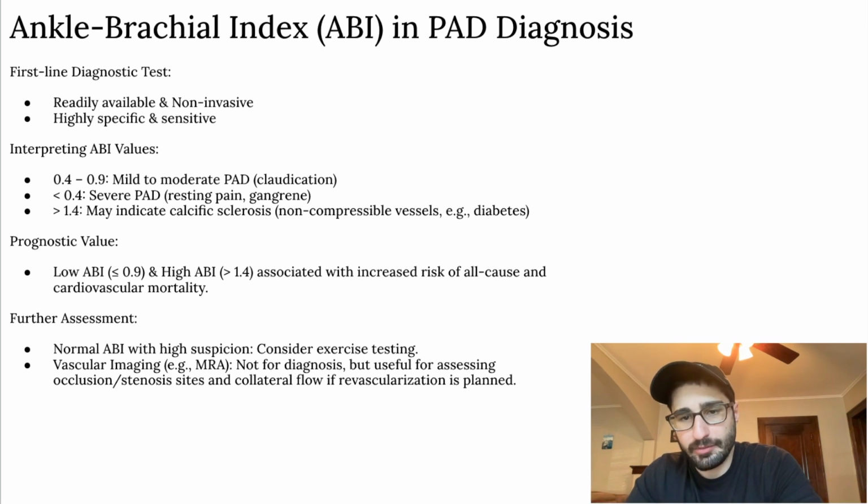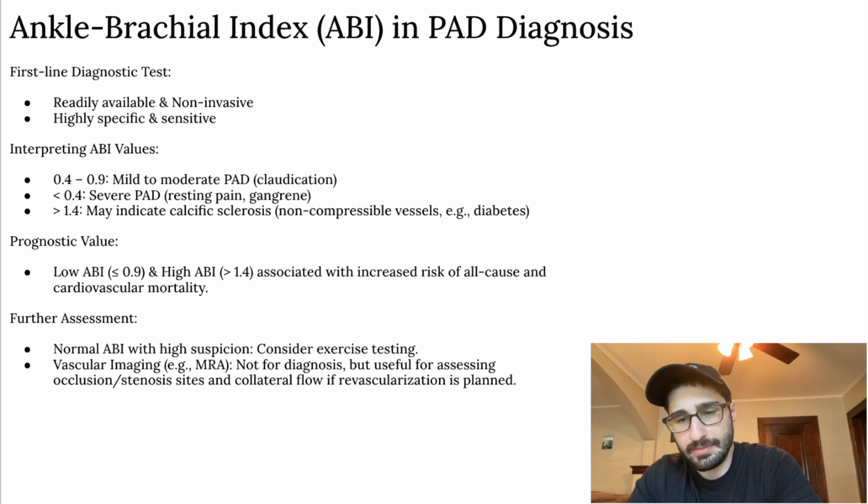An ABI greater than 1.4 in patients with suspected PAD may indicate calcific sclerosis with non-compressible vascular walls that can occur in certain patient populations like diabetes. A low ABI less than 0.9 and a high ABI greater than 1.4 is going to be associated with an increased risk of all-cause and cardiovascular mortality.